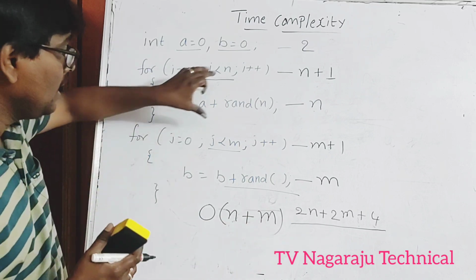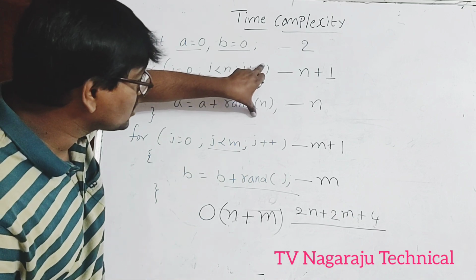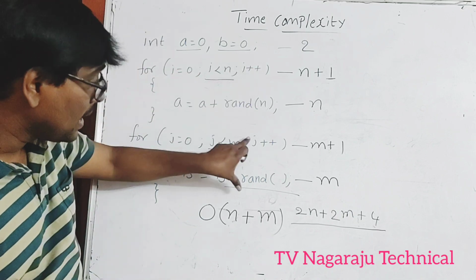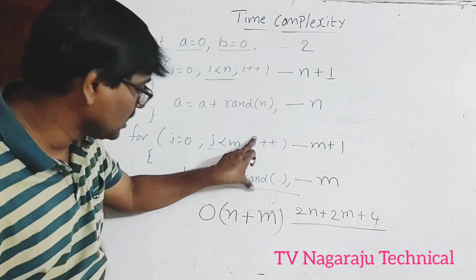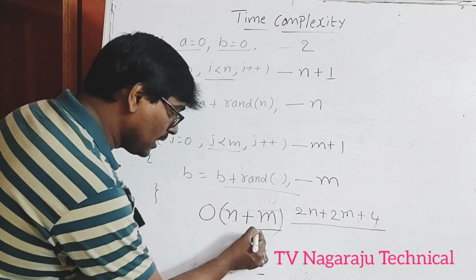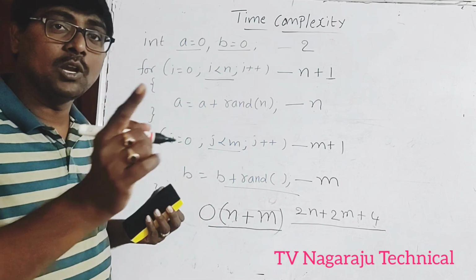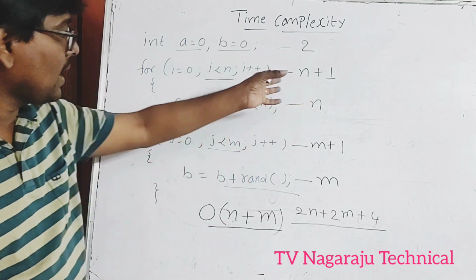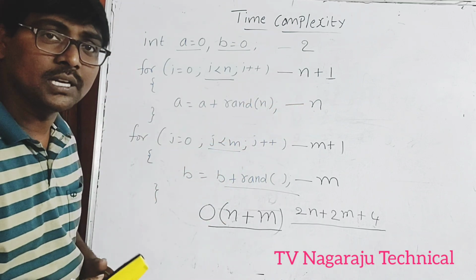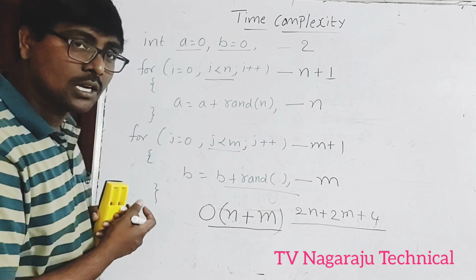Big O of n is the time complexity for executing this for loop. Big O of m is the time complexity of executing this for loop. So the total time complexity is big O of n plus m. And if you want, you can calculate the space complexity. Now what is the space complexity?